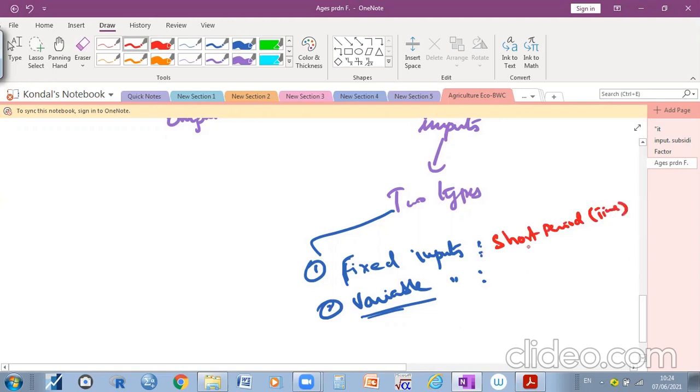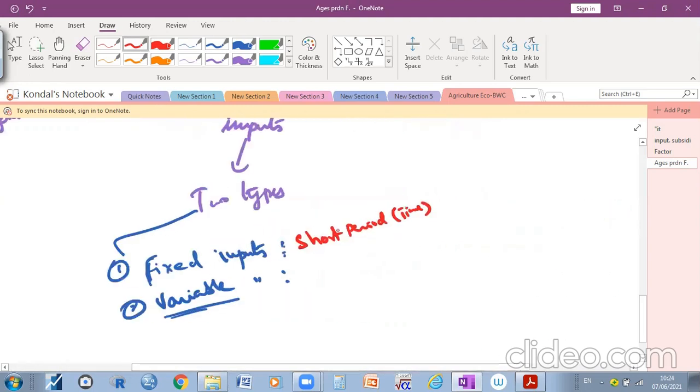In order to produce goods, are you able to change all the factors of input? For example, in order to produce paddy, will you be able to change the capital, organization, machines, and all those things? No. Within the short period, you can only change labor. Labor only we can change. Remaining all are fixed.